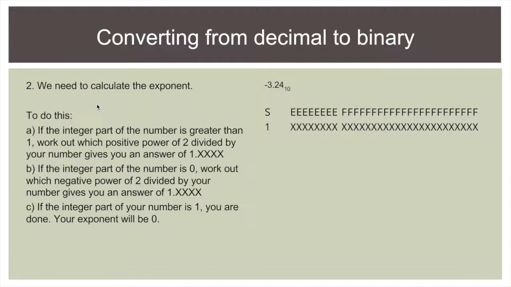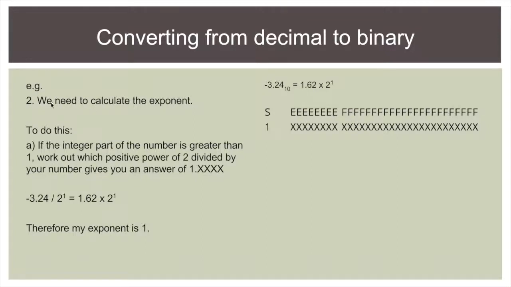Then we need to calculate the exponent. And to do this, if the integer part of the number is greater than 1, work out which positive power of 2 divided by your number gives you an answer of 1 point something. If the integer part of the number is 0, work out which negative power of 2 divided by your number gives you an answer of 1 point something. And if the integer part of your number is 1, you're already done, and your exponent will be 0.